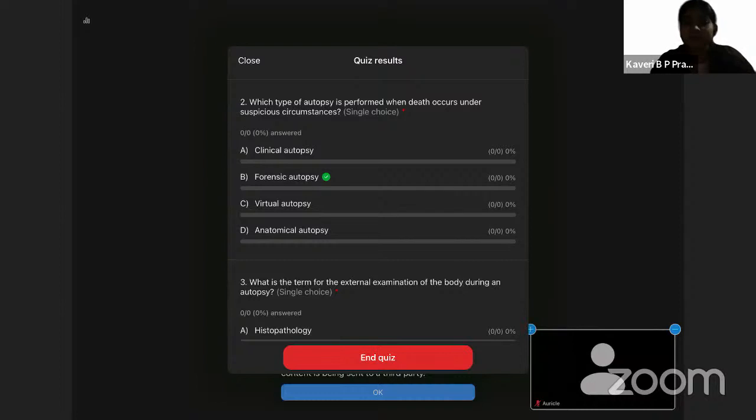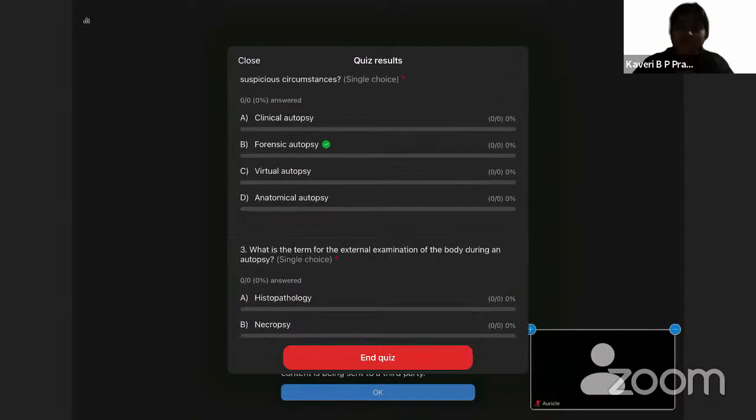Clinical autopsy is done in those cases where you have to find out the cause of death. And in those places where you suspect that there was a genetic problem, or a family member could also have a similar problem, in such cases, after taking permission from the family, you do a clinical autopsy. Virtual autopsy is done using CT or MRI. Anatomical autopsy is done in your dissection hall. So forensic autopsy, the medico-legal autopsy, is the right answer.